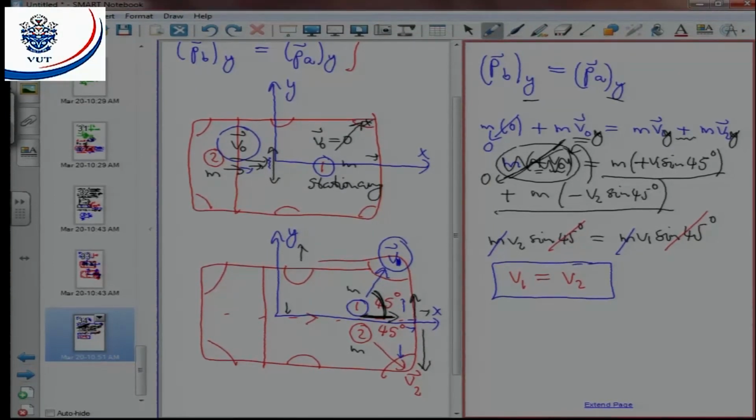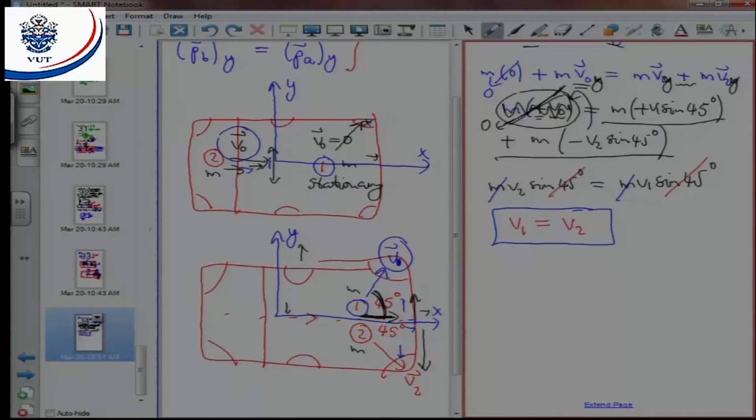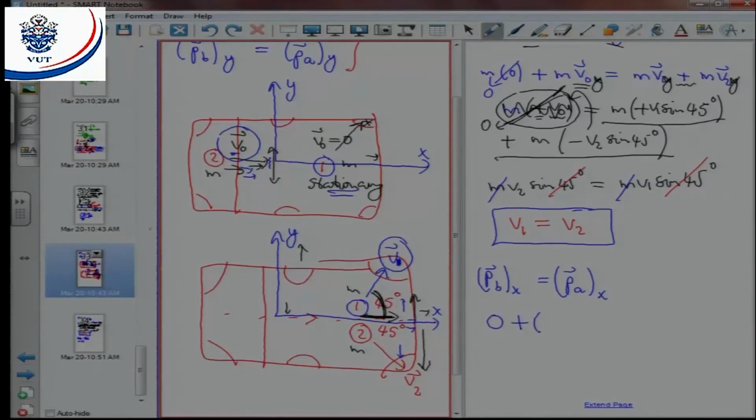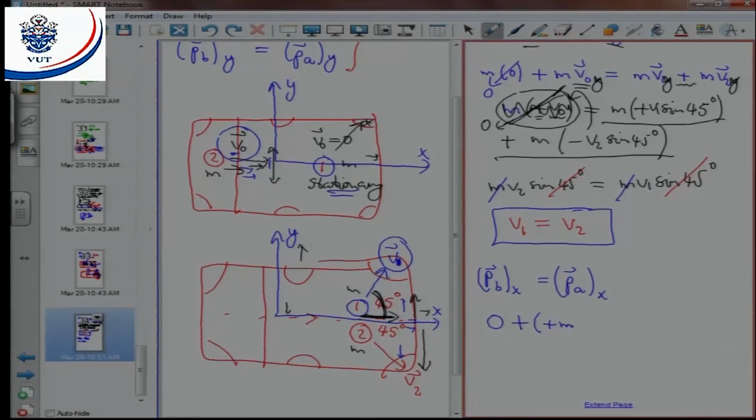Then to get the second equation, we use conservation of momentum in the x direction. So momentum before in the x equals momentum after in the x. Before, for ball number 1, it's stationary, so the momentum before is 0, it's not moving. And then for ball number 2, it's m times v naught, and it's positive because it's going towards the positive x-axis, so it's plus m v naught.